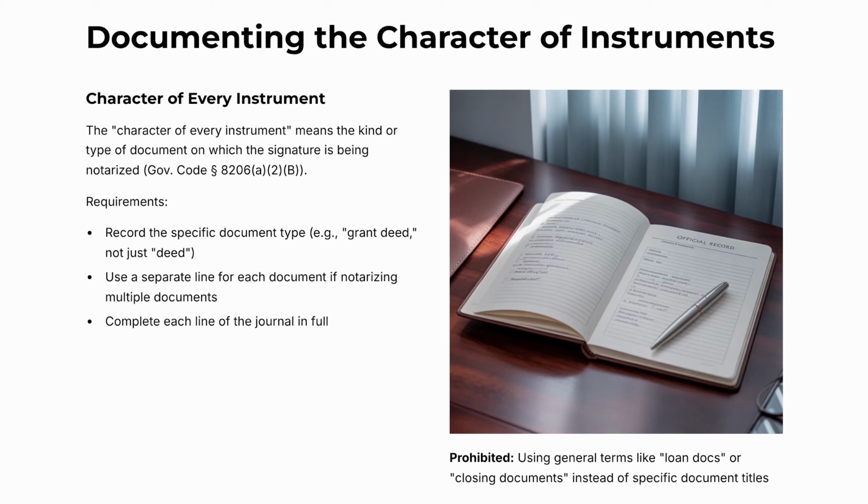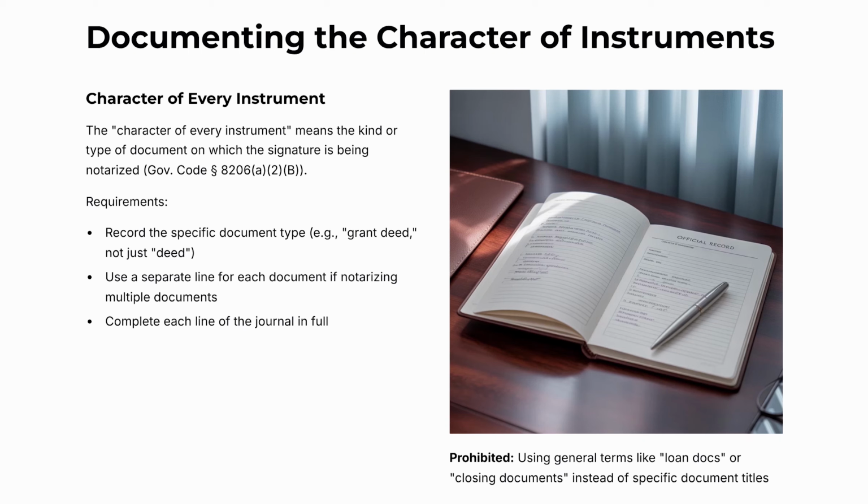For example, if a notary public completes an acknowledgment certificate on a deed of trust and an acknowledgment certificate on a promissory note, the notary public must record on separate lines in the journal that a deed of trust and promissory note were the character of the instruments with notarized signatures, completing each line of the journal in full. The notary public cannot simply state that loan documents or closing documents were acknowledged.